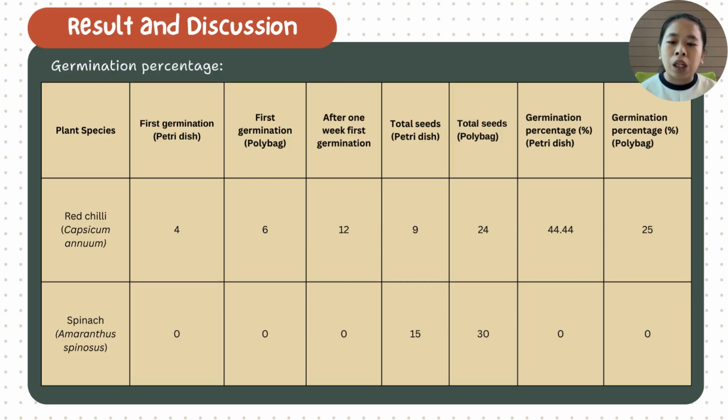For the spinach, the first germination for the petri dish and also the polybag shows 0, and after one week it is still the same, at 0. The total seeds for the petri dish is 15, and the total seeds for the polybag is 30. After the calculation, the germination percentage for the petri dish and the polybag is 0 percent.